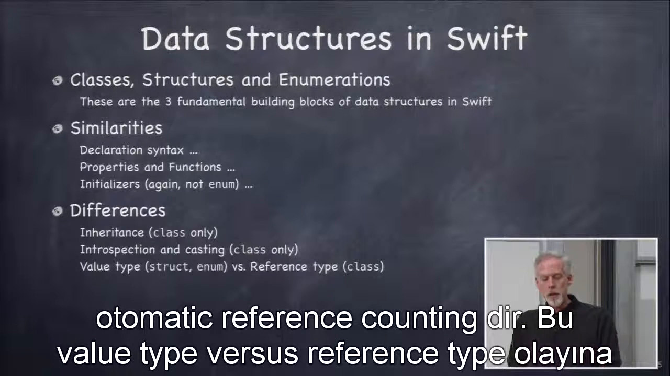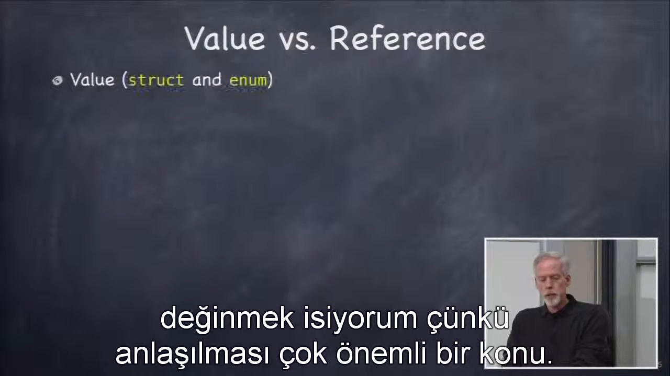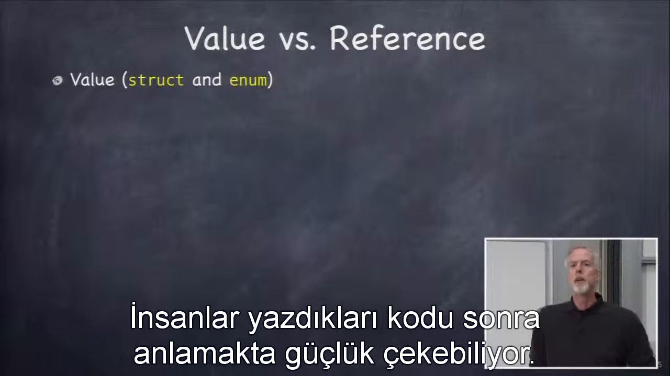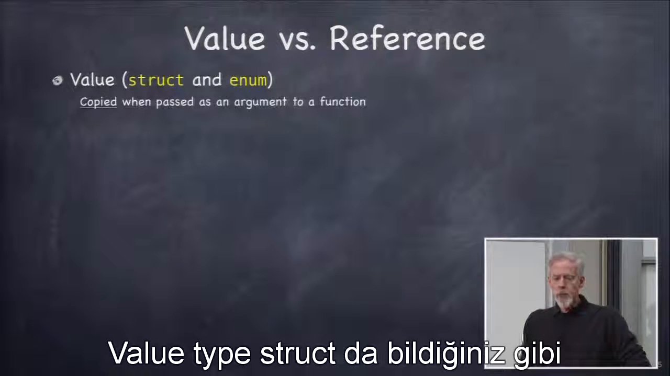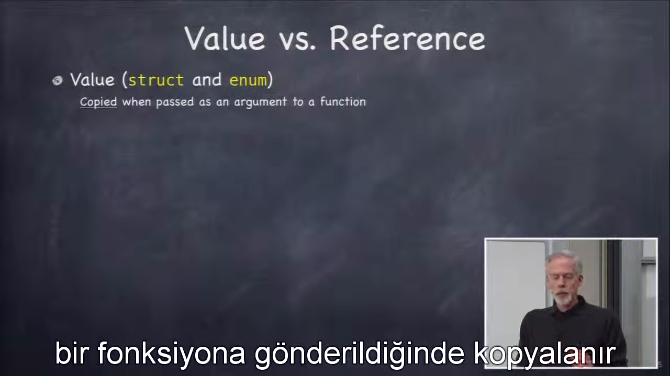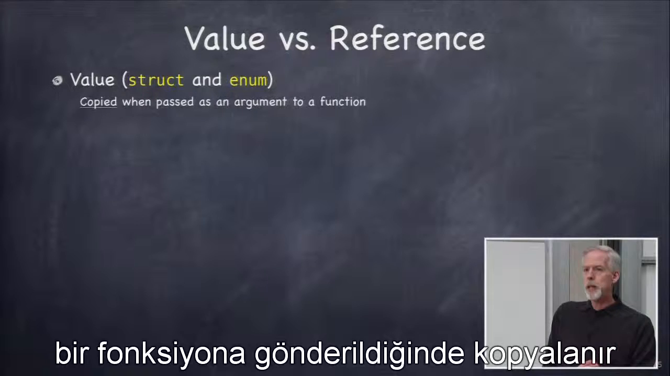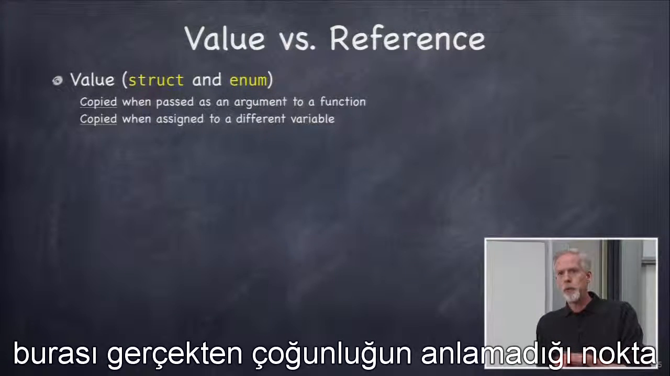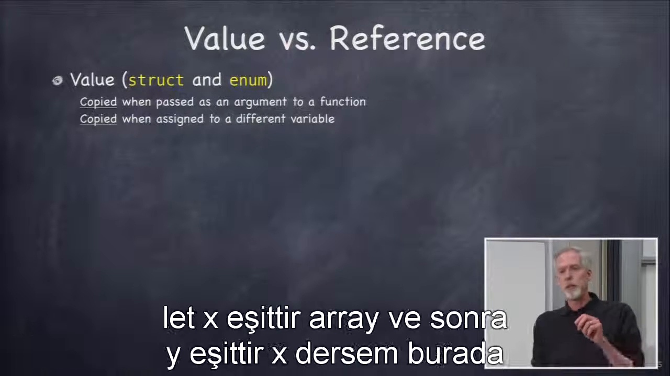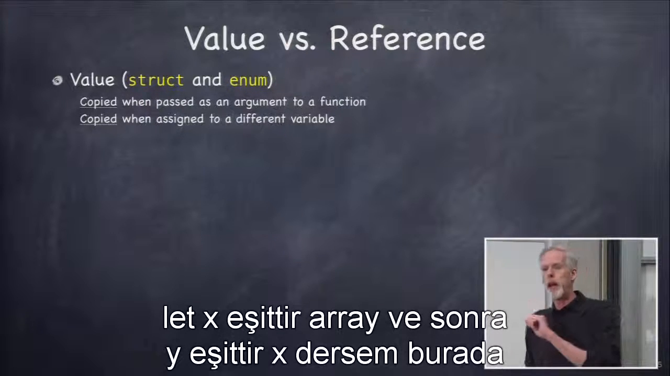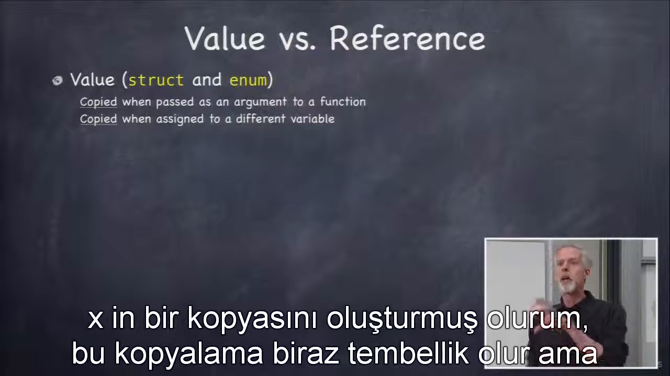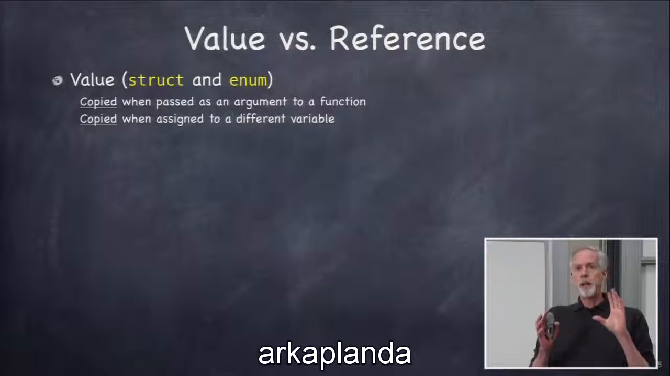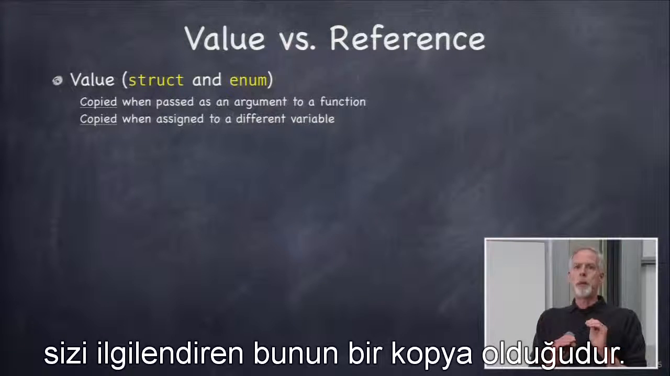But I want to just have a slide on this value type versus reference type again, because it's a really important thing to understand, because people get confused writing the code and they don't really understand what's going on. A value type, structs and enums, means that it's copied when you pass it into a function. It's copied when you assign it to a different variable. This one especially gets people. If I have let x equals array, and I say let y equal x, that makes essentially a copy of x. Now, that copy might be lazy behind the scenes, but as far as you're concerned, it's a copy.